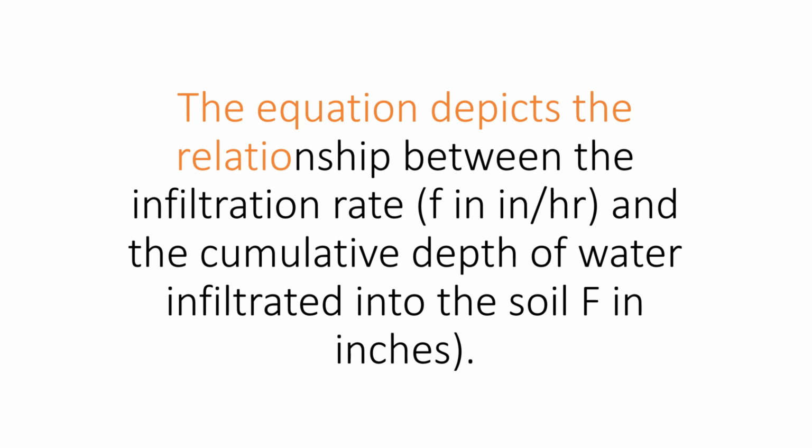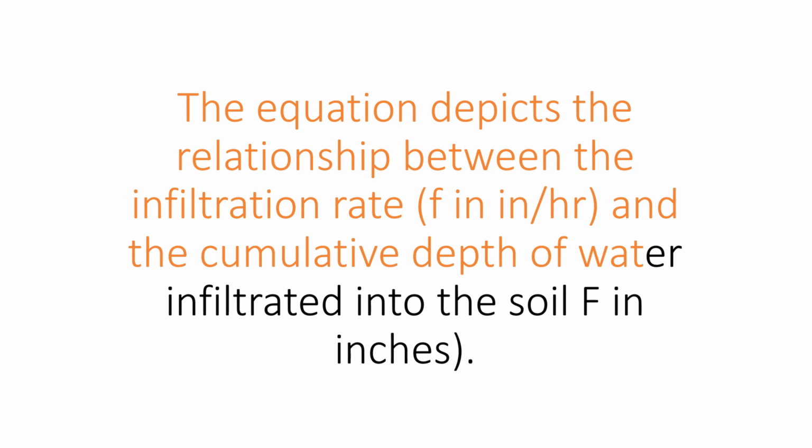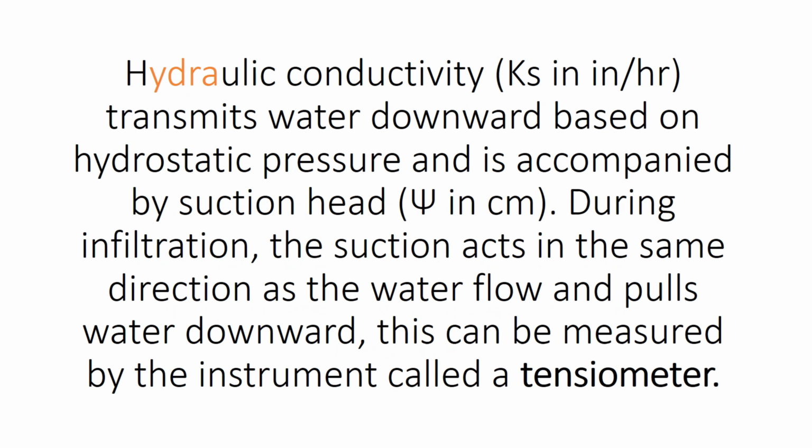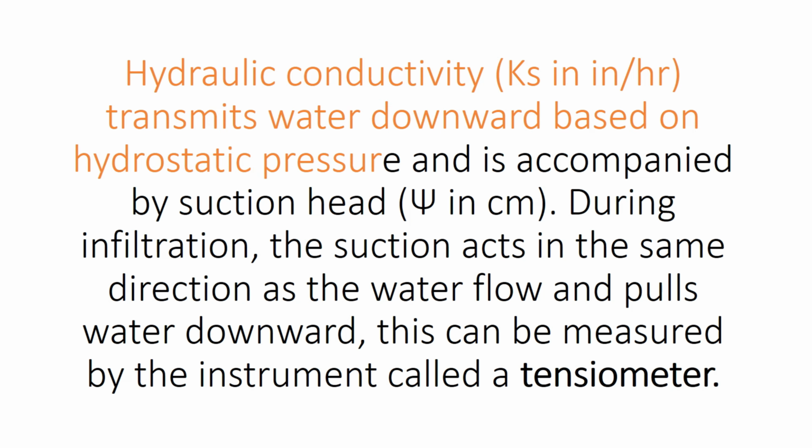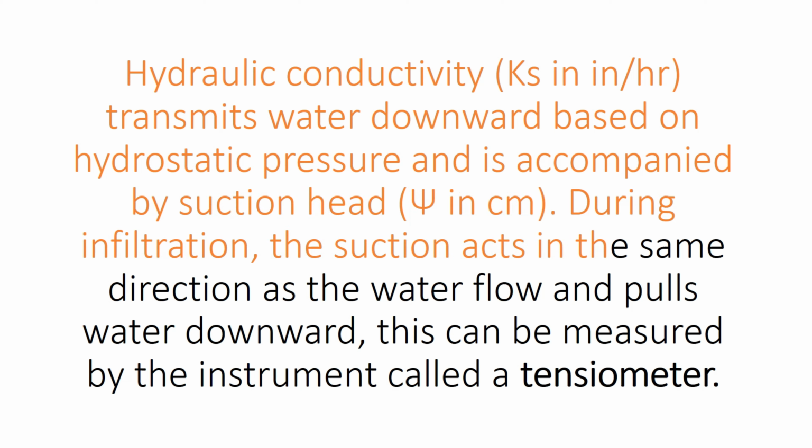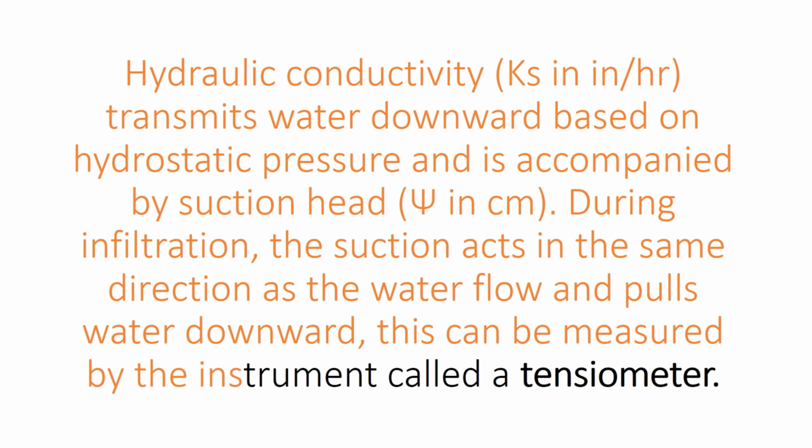The equation depicts the relationship between the infiltration rate, that is f in inches per hour, and the cumulative depth of water infiltrated into the soil, F in inches. Hydraulic conductivity, Ks in inches per hour, transmits water downward based on hydrostatic pressure and is accompanied by suction head, or psi in centimeter. During infiltration, the suction acts in the same direction as the water flow and pulls water downward. This can be measured by the instrument called a tensiometer.